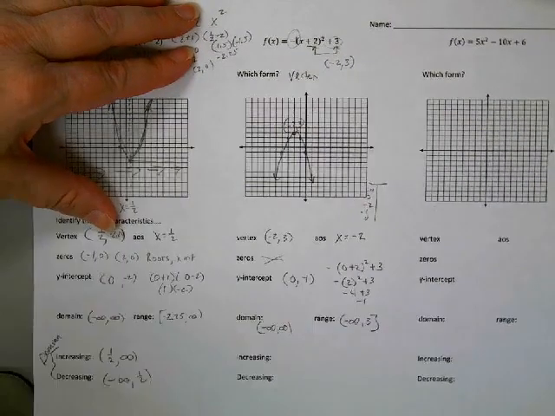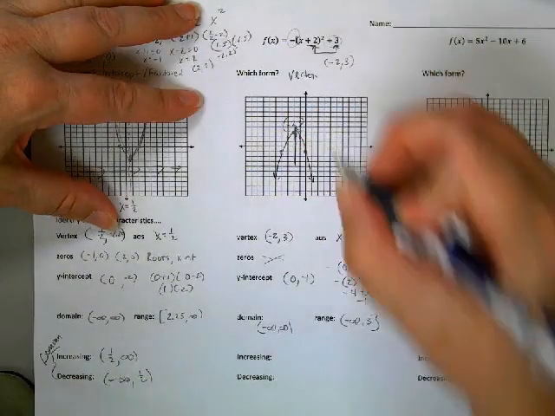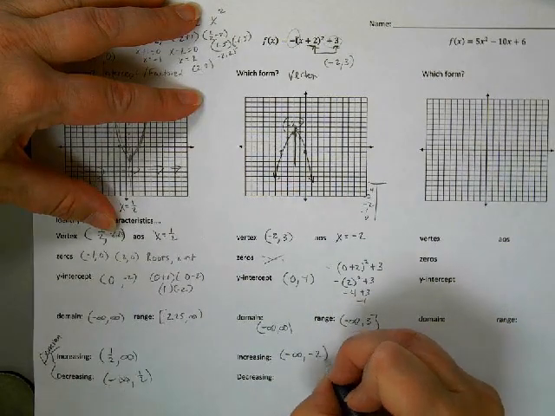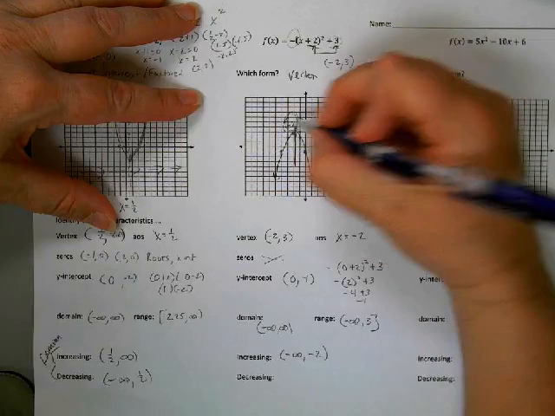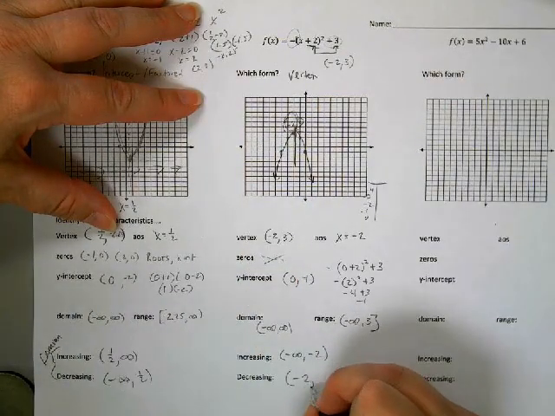The increasing to decreasing, it's very important to know where my axis of symmetry is. So this one is increasing from negative infinity to negative 2 because we are talking about domain, we use our x value, and it decreases from negative 2 to infinity.